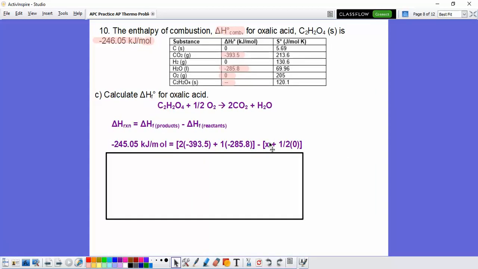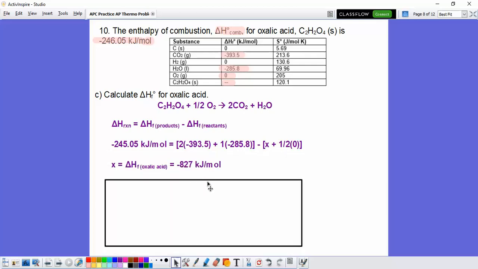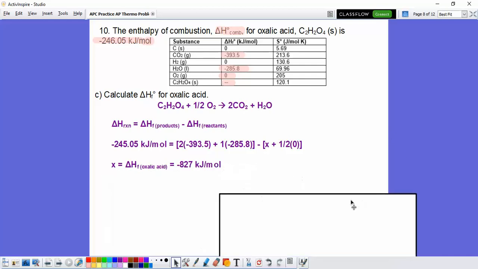Okay, x plus 1/2 times 0. Honestly, that didn't matter because 1/2 of 0 is still 0, and x minus 0 is the same as x plus 0, but whatever, okay? So now, you already saw the answer, but you have to do algebra to find x, and you should get negative 827 kilojoules per mole, and that is the delta HF of oxalic acid.